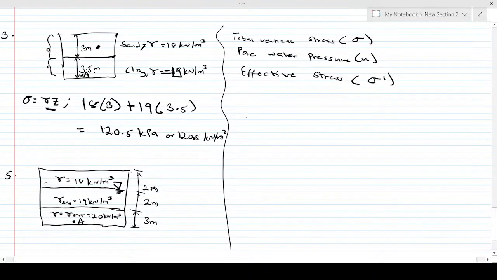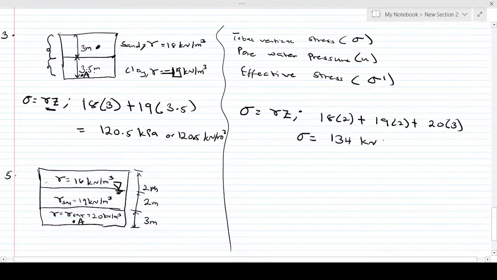In order to find the total stress, which we all know is given as gamma z, how do we go about this? We are going to find the total stress for each soil layer, then sum. For the first soil layer, we have a unit weight of 18 and a depth of 2 meters, so 18 times 2, plus we do the same for this side: a unit weight of 19, a depth of 2, so 19 times 2, plus we do that for the last layer, 20 by 3. And this is simply going to give us 134 kilonewton per meter square.